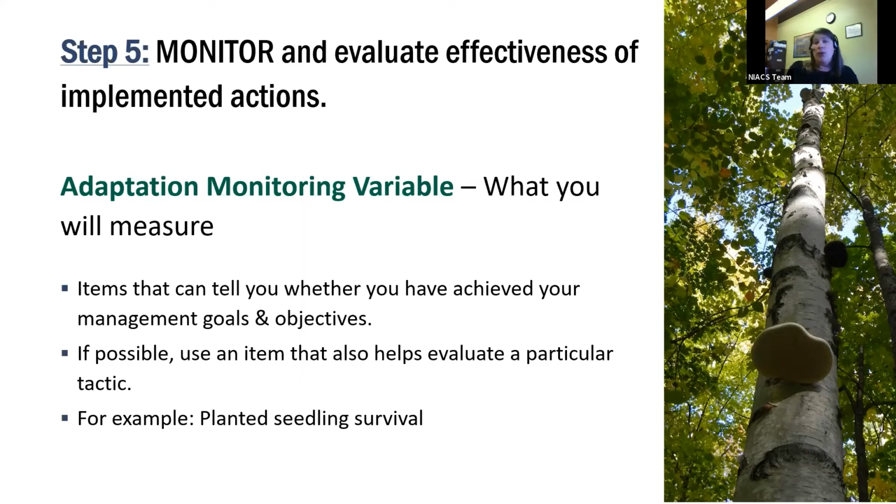For example, if your tactic is to underplant with future adapted species that are suitable for your system, you may choose to monitor the survival rate of those particular seedlings. This may be different from your standard surveys in that you are monitoring at maybe a higher density, or maybe you're monitoring more frequently than usual because you really want to know how well those seedlings are doing.